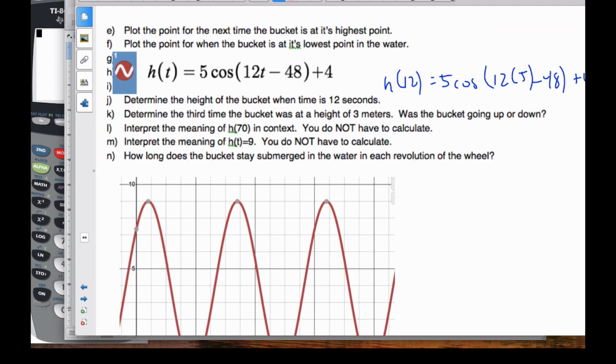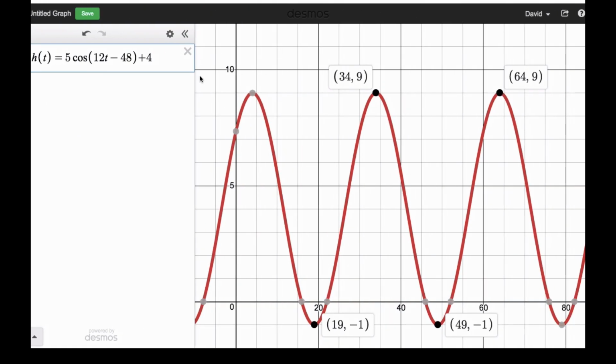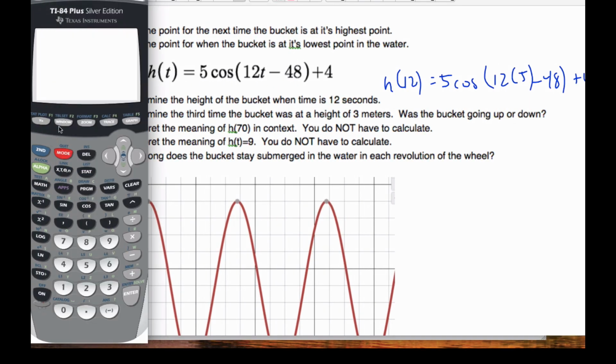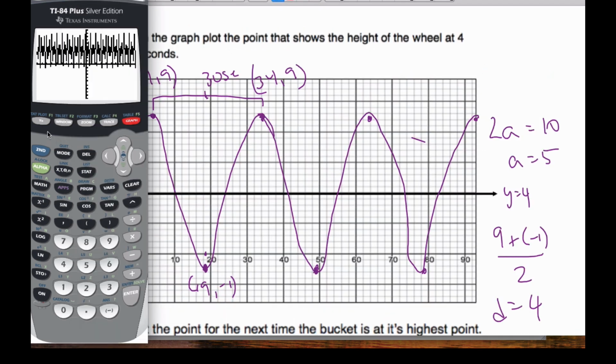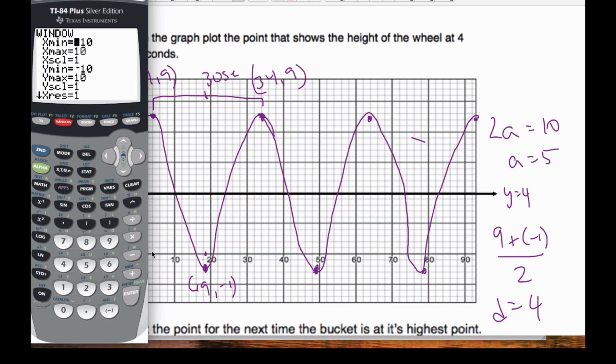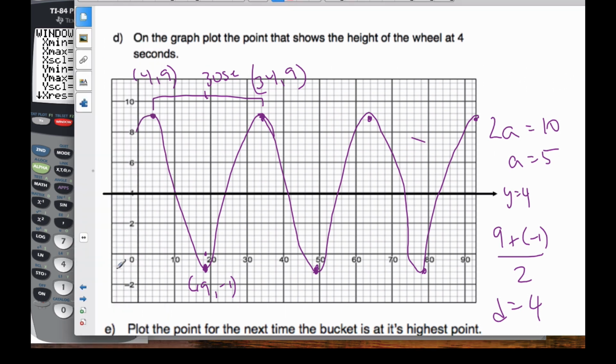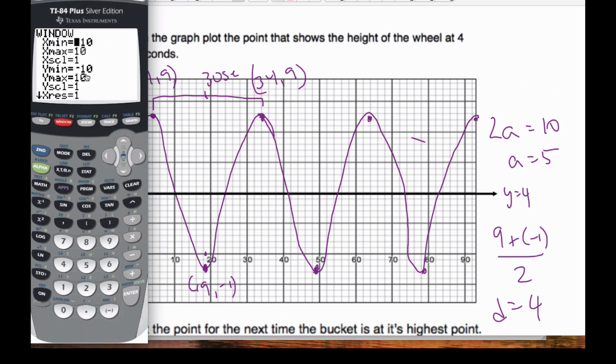The easy thing I can do is, if I want to put it in my calculator to see what's going on, I already entered it in here. And when I graph it, oh, that's a total mess. If that happens, let's think of a couple things. Let's think about our axes. If I back up a second, let's think about our window. I want my window to go from negative 10 all the way to 90, or we'll say 95.